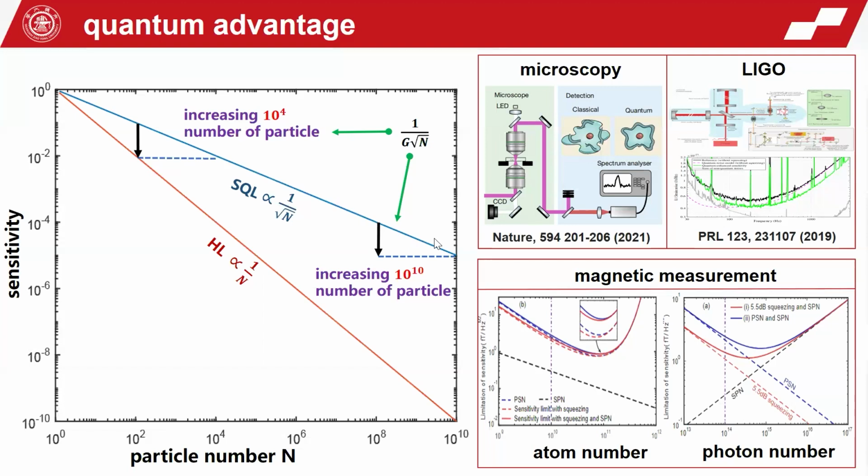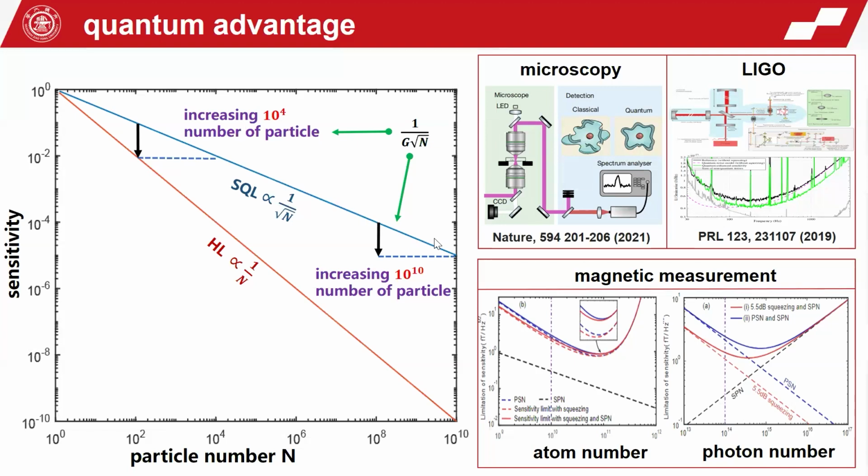These two examples are both metrology based on optical fields, the same as optically pumped magnetometry. So for magnetometry, we will also meet the same situation: no matter whether we increase the atom number or the photon number, there will be a limit.